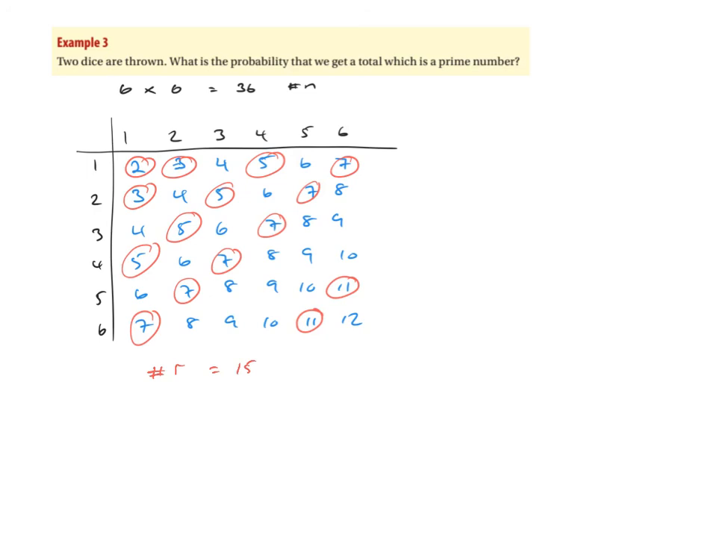So now we can write the probability of the event, which is a prime number, is equal to 15 over 36, and we can then divide top and bottom by 3, so we're going to get 5 over 12, and that's it, we're finished.